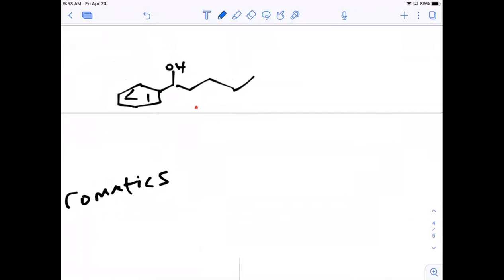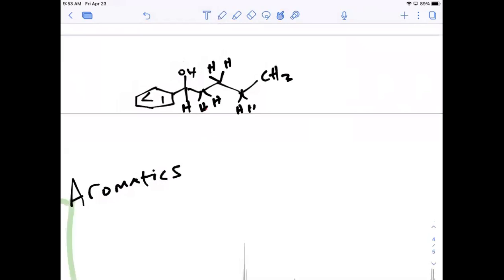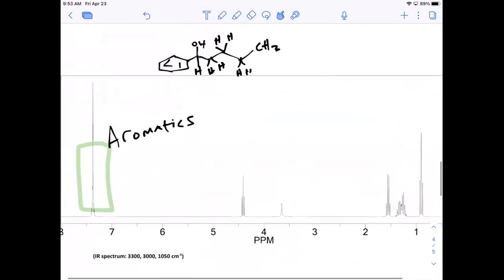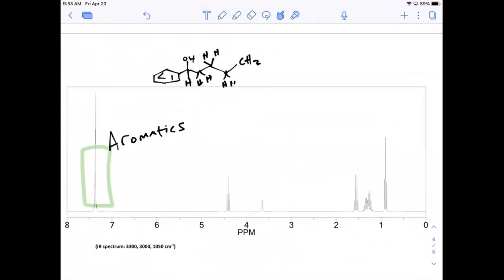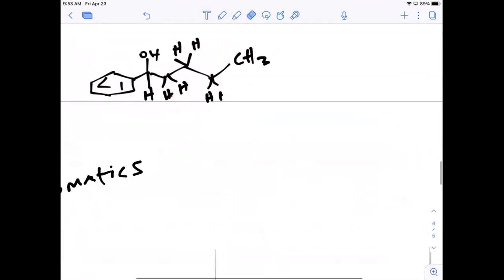So we've got a proton here, two here, two here, two here, and a CH3 here. Right? We already know that the CH3 at the end of the chain is going to be a triplet. That's not going to change. The only new proton that we have to consider is this one right here. But we'll come back to that.